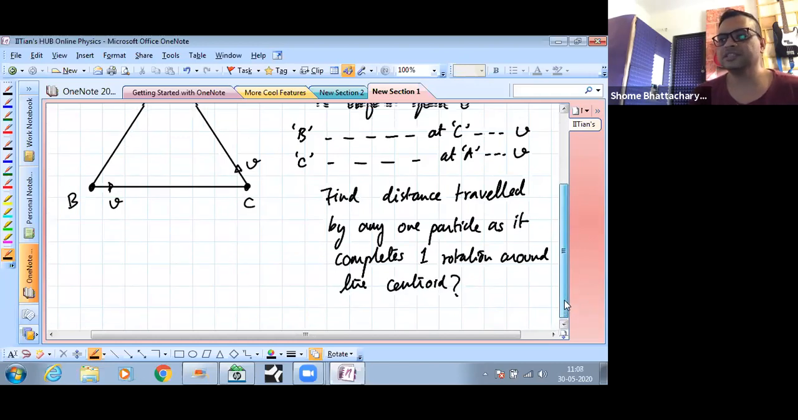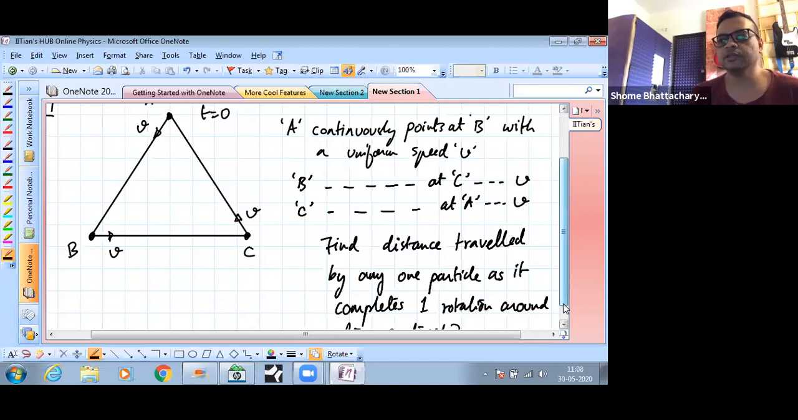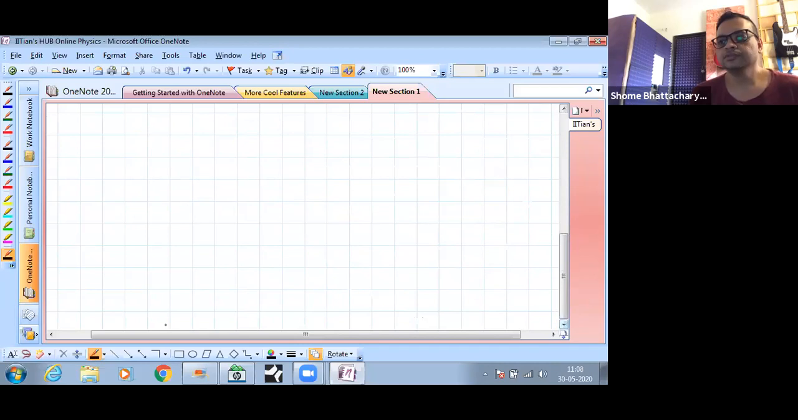Since we are talking about angular displacement of 2 pi, completing one rotation, we are talking about the relationship between distance and angular rotation. And since speed is constant, distance is directly proportional to time. So basically we are talking about angular displacement versus time. From the beginning you understand that we have to somehow understand the angular motion of the particles around the centroid. Okay, so let's get started on this.